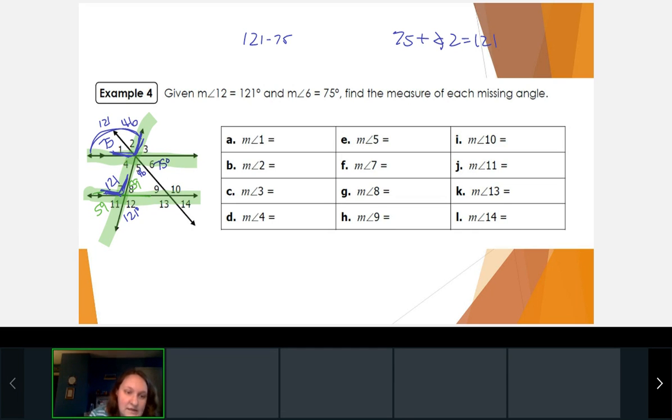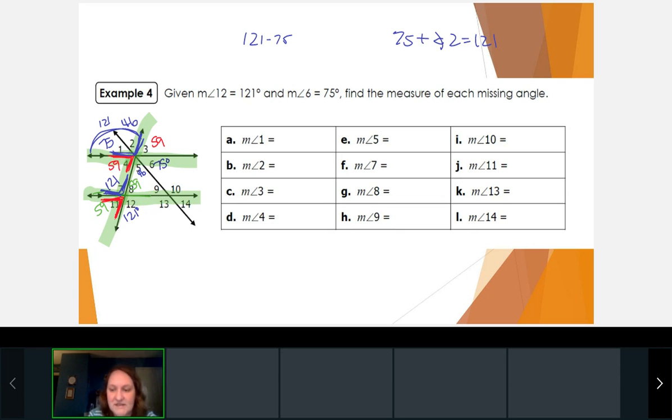All right, we're moving along here. How about angle 4? I've got such a big mess. I wish I could erase this. Here's angle 4. What does angle 4 have to be congruent to? Well, it has to be congruent to angle 11. So angle 4 is 59 because they're corresponding. And now 4 and 3, those are vertical. So that means angle 3 has to be 59.